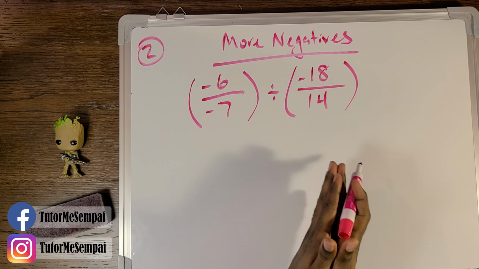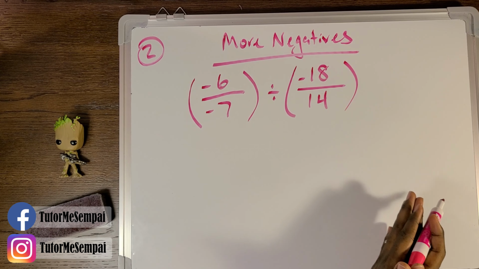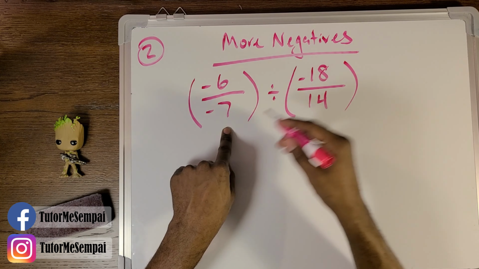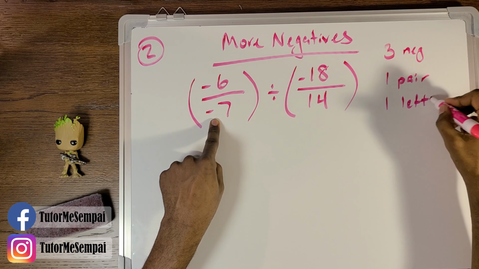Now we have a lot of negatives here. However, we can easily find out what our end sign is going to be by looking at just how many negatives there are. All you have to do is count your negatives. We have 1, 2, 3 negatives. So 3 negatives means what? That means we're going to have a pair of negatives, and we're going to have 1 left over.